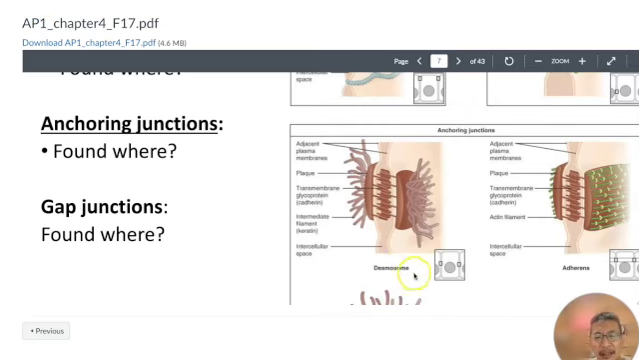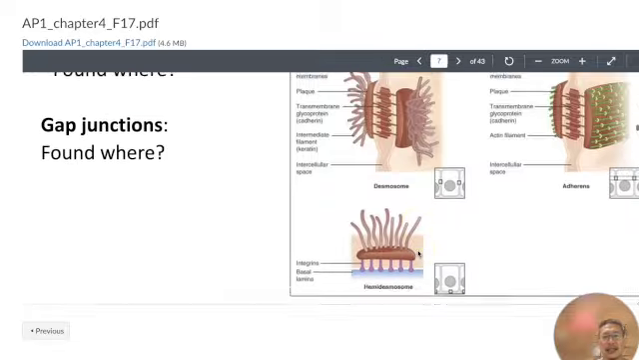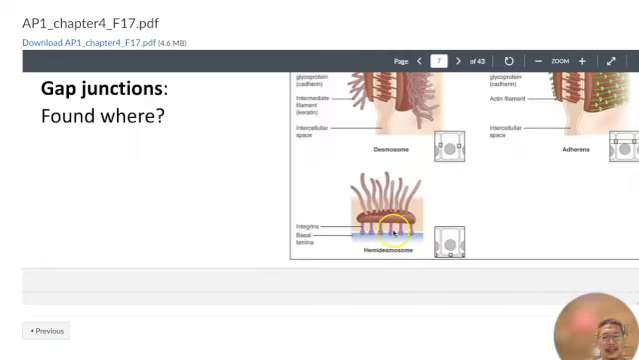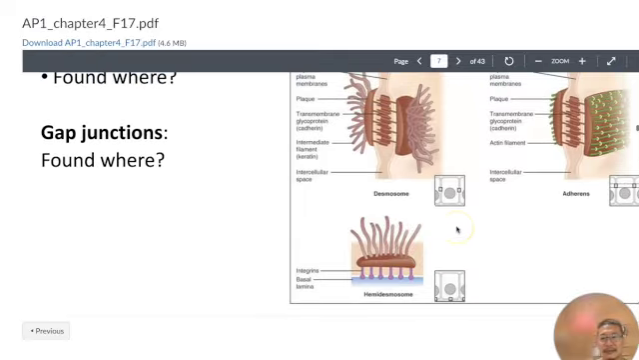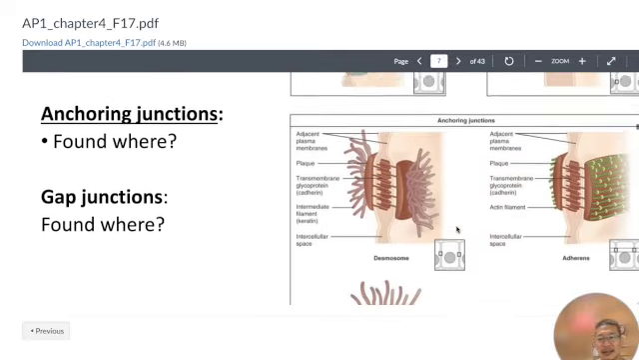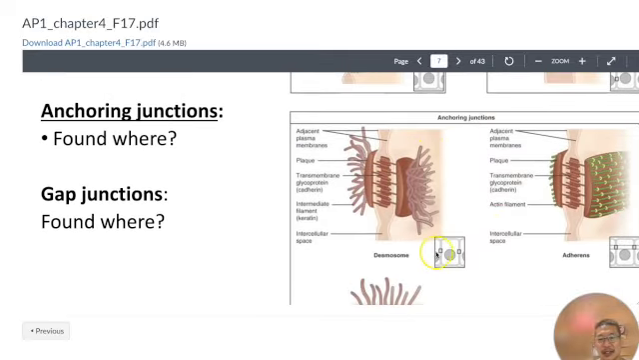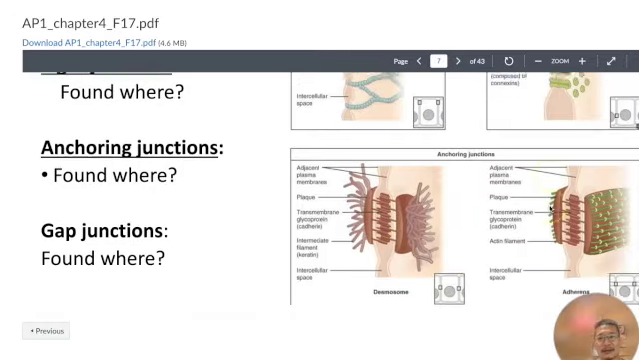You can see the word desmosomes here. It links cells together. Hemidesmosome is half. It links cells together to the extracellular matrix, so it's from the outside. Okay, again, these are anchoring. It's between cells. You can see in between cells.